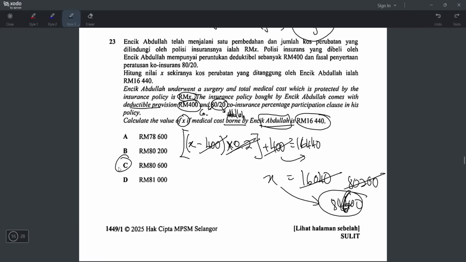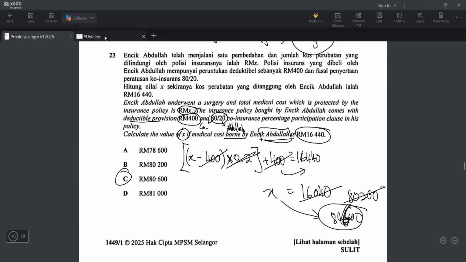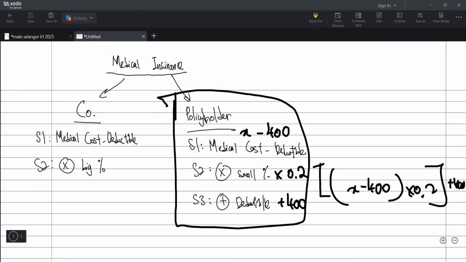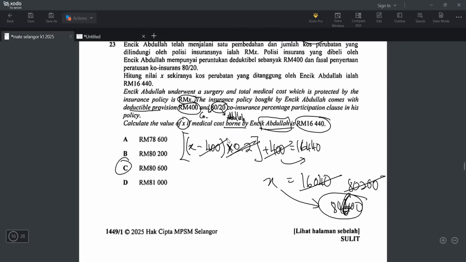So I hope you understand. Remember, for medical insurance you must know all these, and you will always use one of these formulas. So make sure you remember this. Alright, that's all.